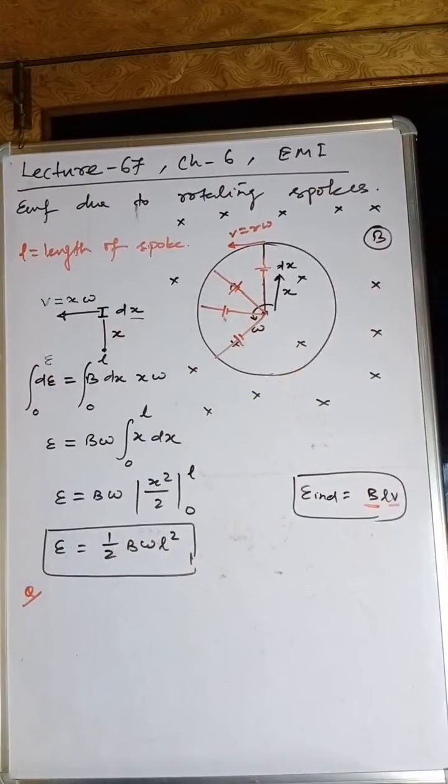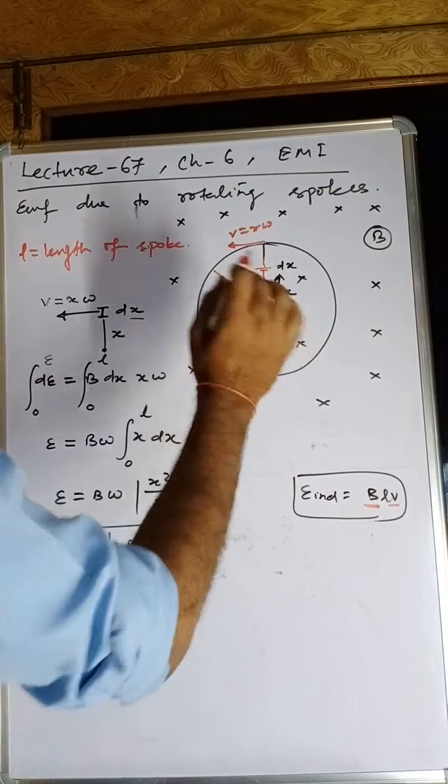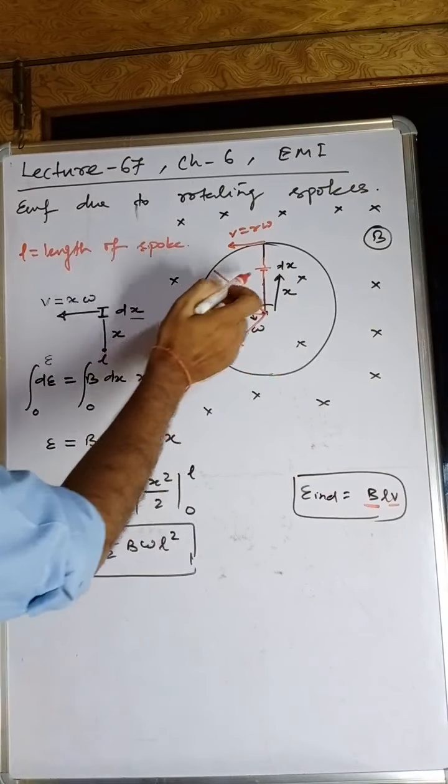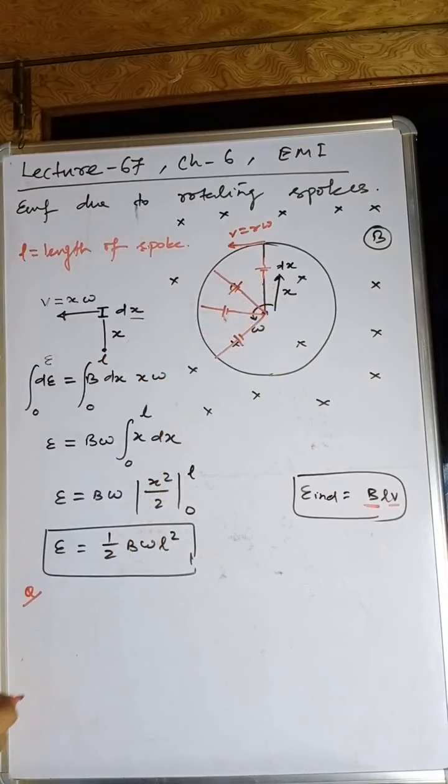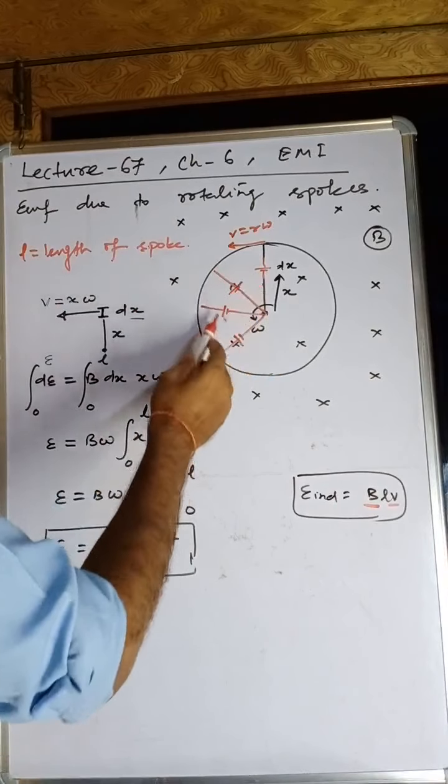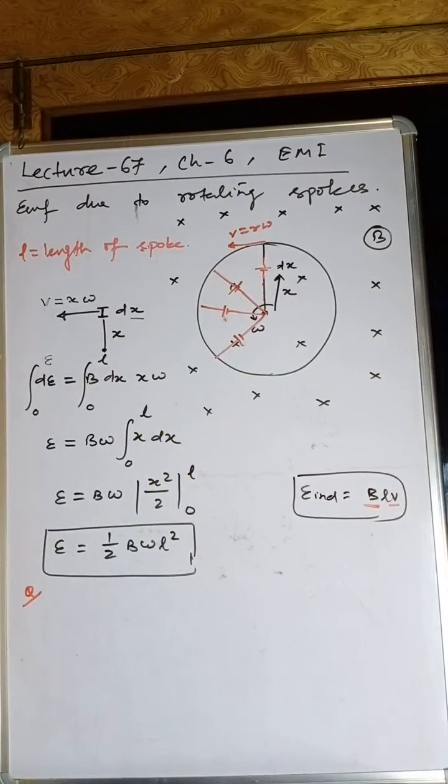In this way, you can see the number of spokes will give the number of batteries, and all the batteries will be connected in parallel. Now the entire value you can find out. Now the next question, my dear students.